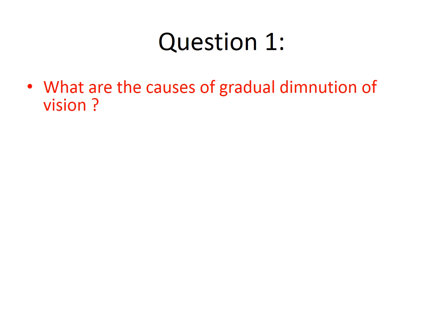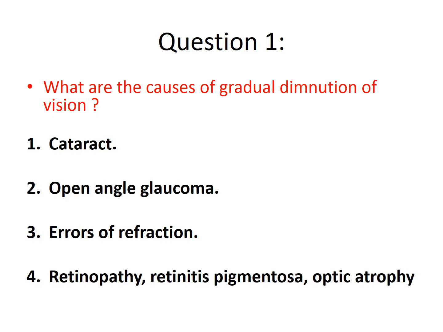First of all, I would like to ask this question. What are the causes of gradual diminution of vision? Mainly, the cataract is the commonest cause of gradual diminution of vision. Open-angle glaucoma, errors of refraction, and other chronic retinal disorders like retinopathy, retinitis pigmentosa, and optic atrophy.